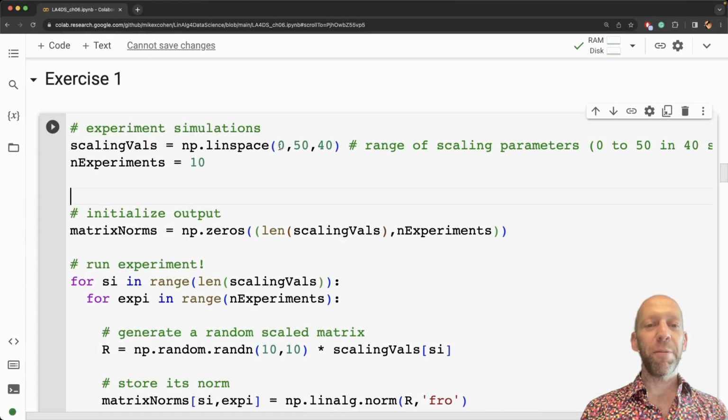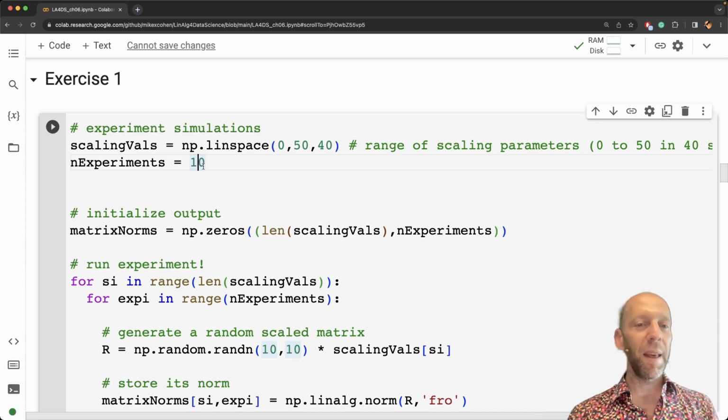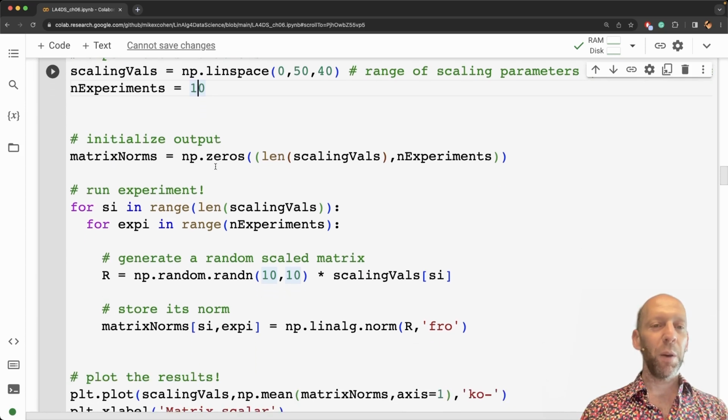So here I have 40 linearly spaced numbers between 0 and 50. These are the scalar multiples that we will multiply by the random matrices. And here I'm specifying 10 experiments. These are soft-coded, so you can try changing these to continue exploring these concepts on your own. Okay, here I'm just initializing a matrix of matrix norms. You can see it is a two-dimensional matrix. So we have the number of scaling values and the number of experiments.